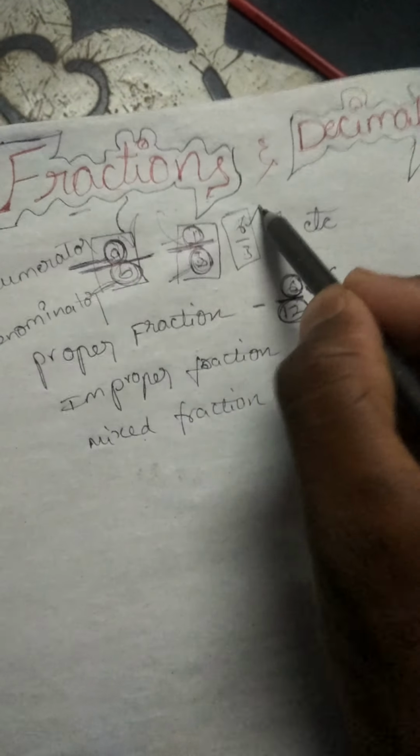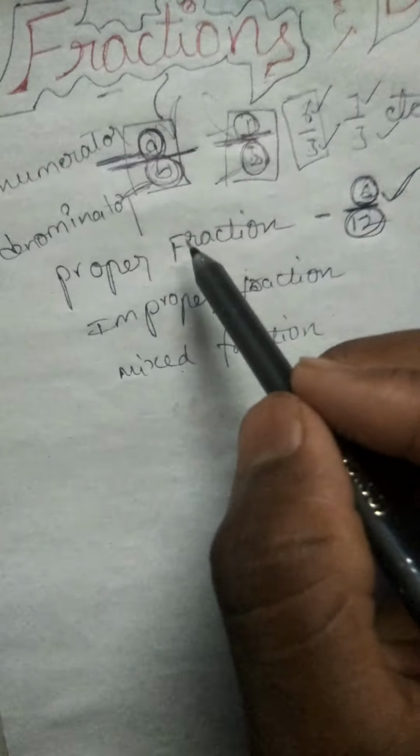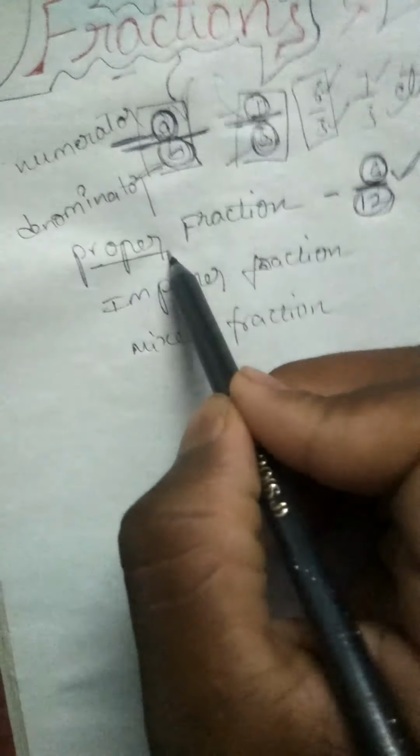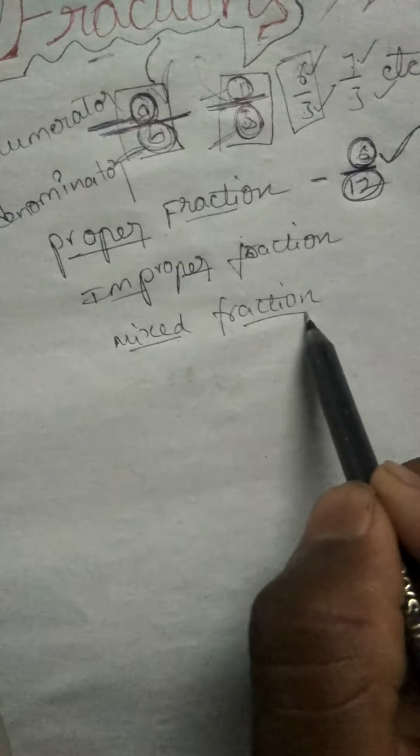Here numerator is 6, denominator is 3. Here numerator is 7, denominator is 3. Now comes to the types of fractions. There are different types of fractions. One is proper fraction, another one is improper fraction, another one is mixed fraction.